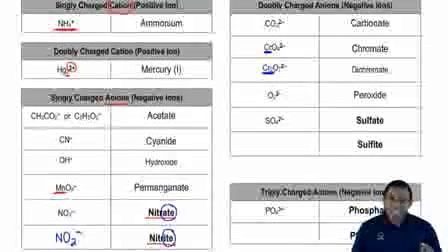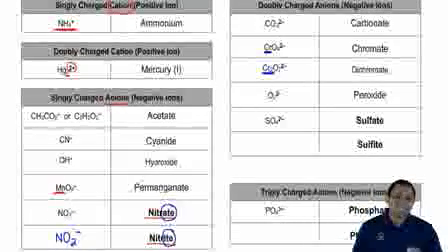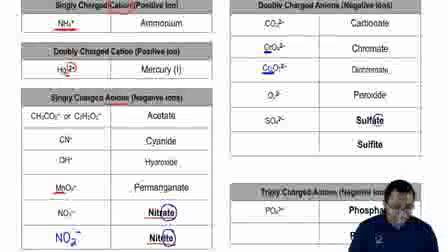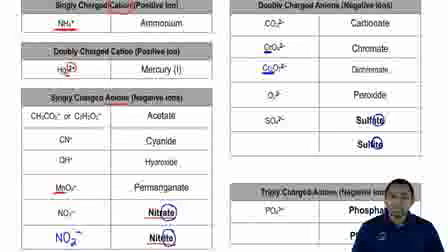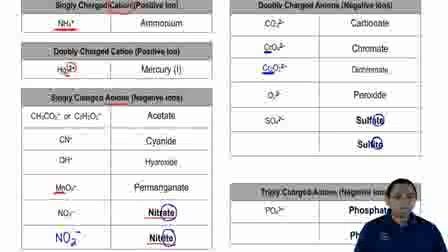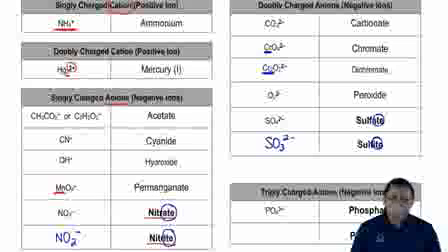Now, you might notice next that we have sulfate and sulfite. Same exact pattern we had to remember from the last time. How do we go from ate to ite? Remove an oxygen. So if sulfate is SO4 2-, then sulfite, just remove an oxygen, it's SO3 2-. The charge stays the same. It's just the number of oxygens that are changing.